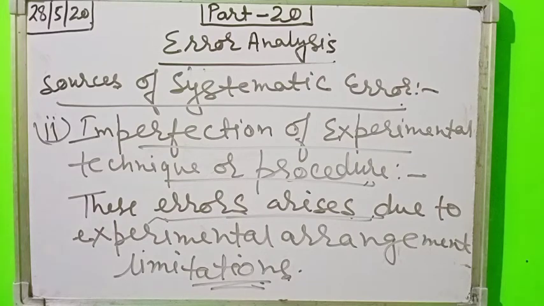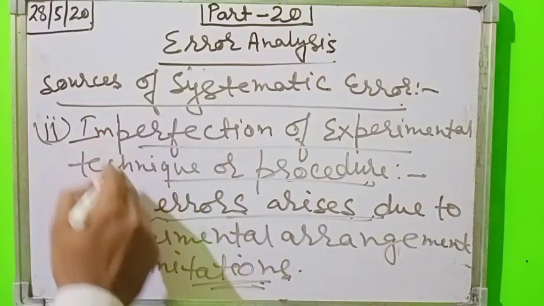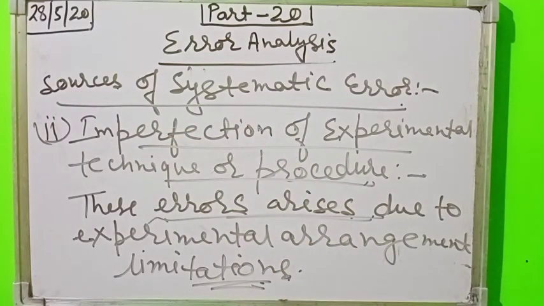For example, you have to measure the temperature of the human body. The appropriate method for measuring the temperature of the human body is putting the thermometer below the tongue. But someone is not putting the thermometer below the tongue. Someone is putting it somewhere else, below the neck or anywhere else. Then obviously there is imperfection in the experimental technique and error will arise.